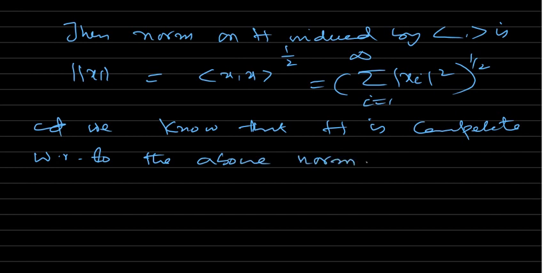We know that H is complete with respect to the above norm. So therefore, this norm is induced by an inner product. If the norm is induced by an inner product, and the space is complete with respect to the norm induced by the inner product, then we say that space is a Hilbert space, and thus H is a Hilbert space.